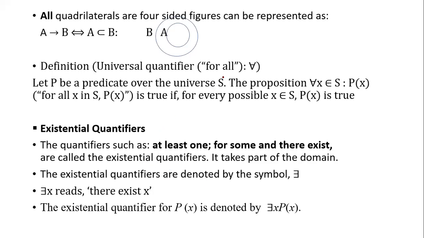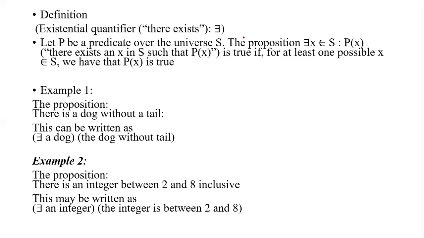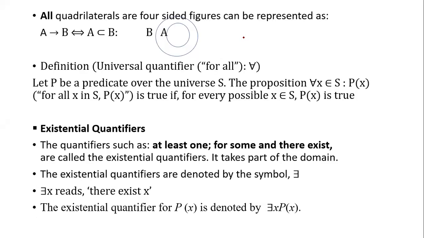And hence we can just draw a Venn diagram for that one, very simple one. To represent that all quadrilaterals have four-sided figures, it can be represented by A implies B, which is equivalent to A is a subset of B. Hence, we see that A can be found inside the set of B, as you can see here. That makes it valid.